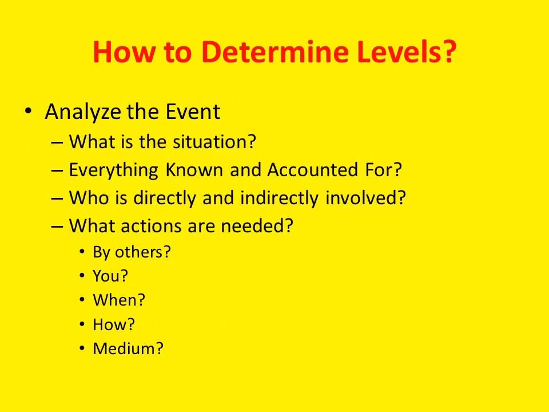Now, how do you determine your levels? Well, first of all, you have to analyze the event. You have to look at the overall situation from start to end, where you are at the moment, where you want to be at the end, the conclusion of the event. You have to look at everything you know and account for everything that you currently have available to you. Have you done this? You got to do this. Then you have to determine who are the players. Again, who are those that are directly involved, indirectly involved. People who are directly involved now could be indirectly involved later. Those indirectly involved now could be directly involved later.